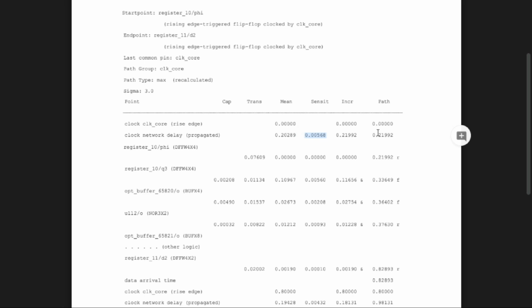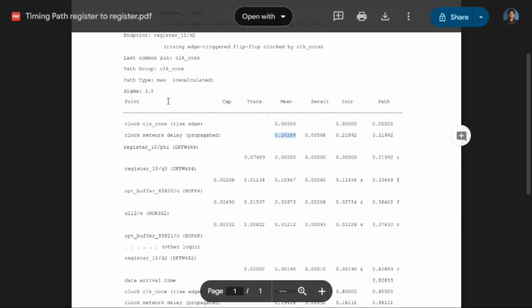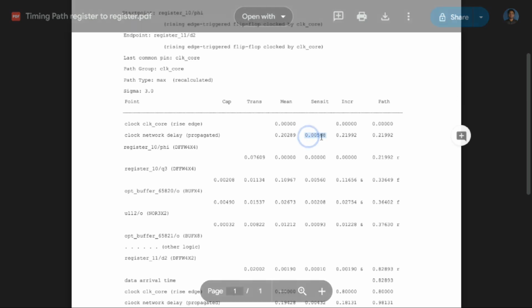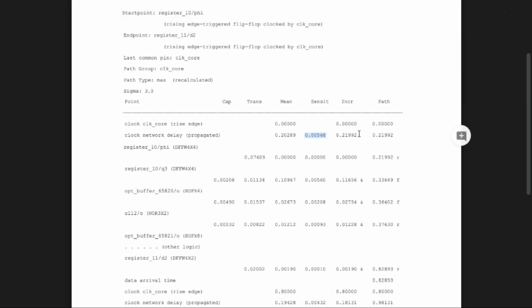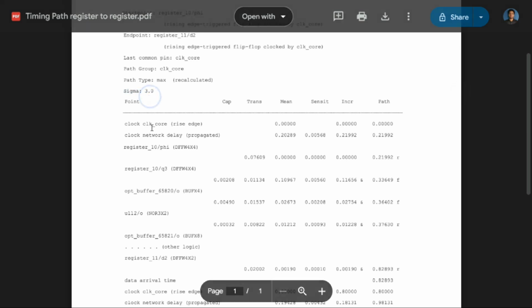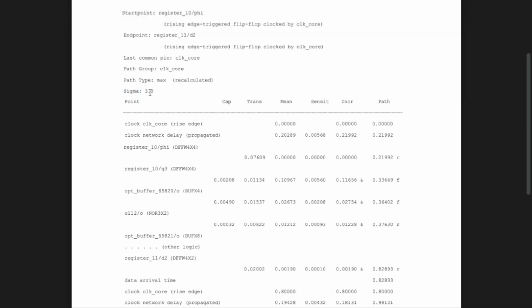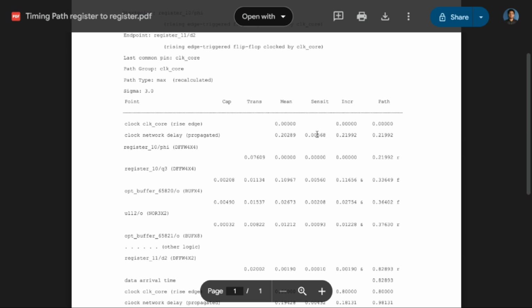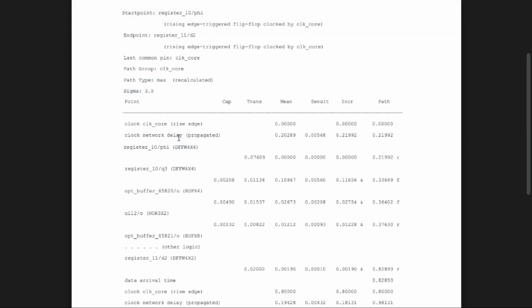So the actual value of incremental delay, which is 219 ps, is actually created by 202 plus 3 times the sigma value. Okay, so that's how we have got 219 ps. So that's the value that it is referring to. This is the sigma value for the LVF values that we get for the library. This is a sigma multiplier or a standard deviation multiplier.